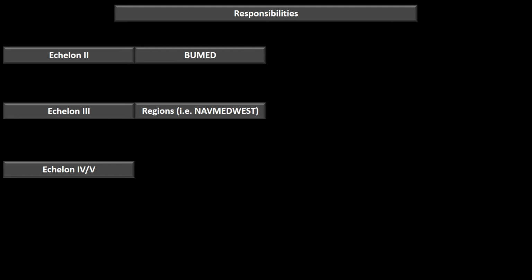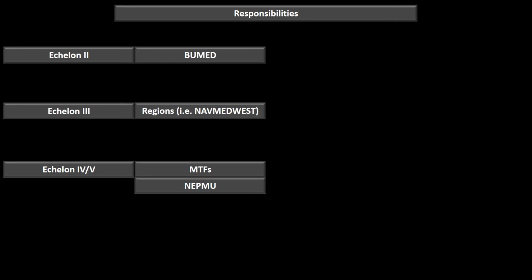Then echelon 4 and 5, and echelon 4 would be like your MTFs, like Navy Medical Center San Diego, Naval Hospital Camp Pendleton, Naval Hospital Jacksonville, just all the MTFs. Those are our echelon 4, and echelon 5s will be like a lot of our detachments, like our Navy Environmental Preventative Medicine units. Those all fall under BUMED. And those guys are echelon 5, like NPMU 5 out of San Diego. That's an echelon 5. So that's what they're talking about with these different echelon responsibilities.